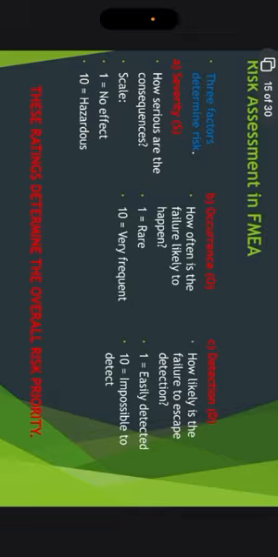Then detection. How likely is the failure to escape detection? Easily detected is 1. 10 is impossible to detect. That is bad. So before a product or a service gets to the consumer, we want to be sure that we've been able to detect the failure, so we can withdraw within the factory. Though it's going to cost us, it is still better than withdrawing after the product has been supplied to the customer, because that leads to reputational damage. This rating determines the overall risk priority.